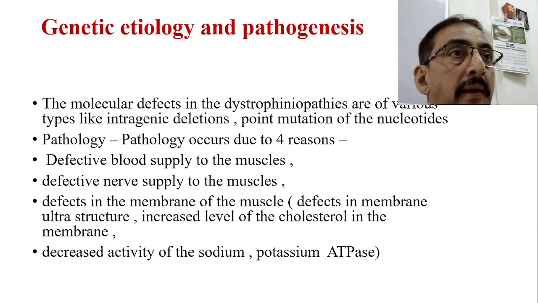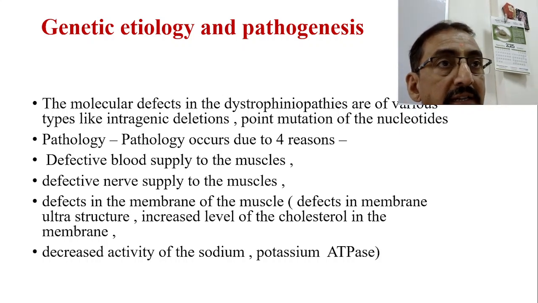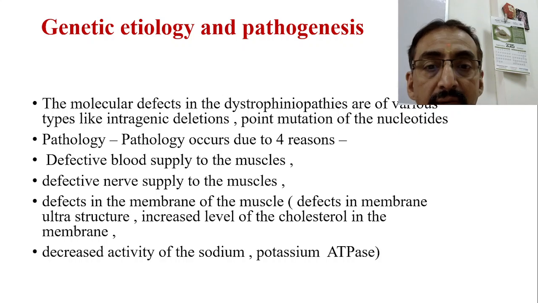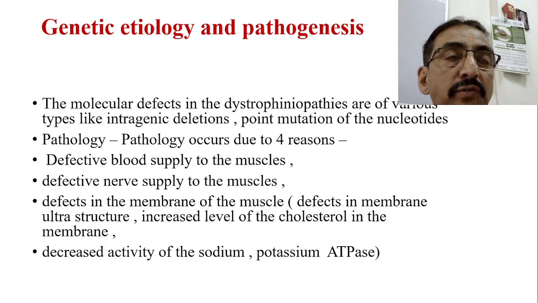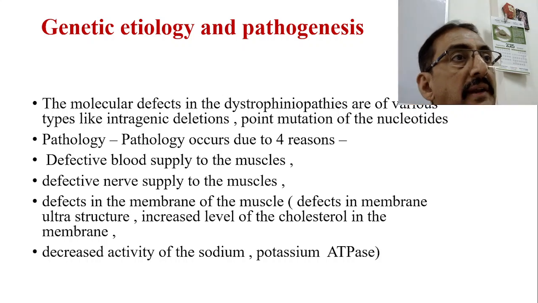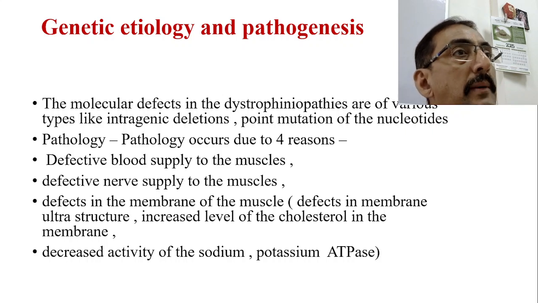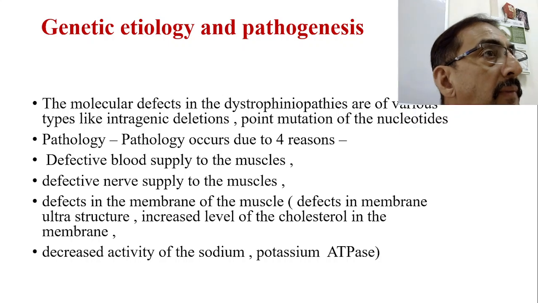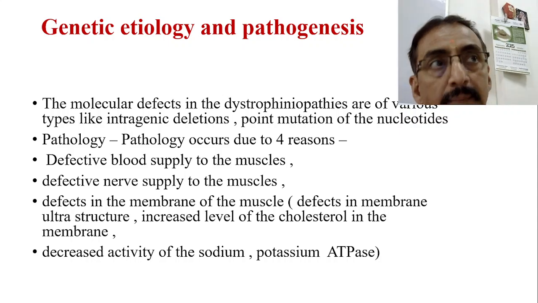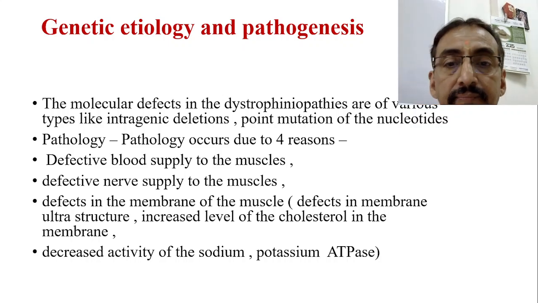dystrophin protein. Dystrophin protein connects the internal environment of the muscle cell to the external environment in the vasculature, so that nourishment will come, nerve supply will come, the membrane will be stabilized, and the sodium potassium pump will work normally. Everything depends upon this particular dystrophin protein. But when it is absent, the problem starts.